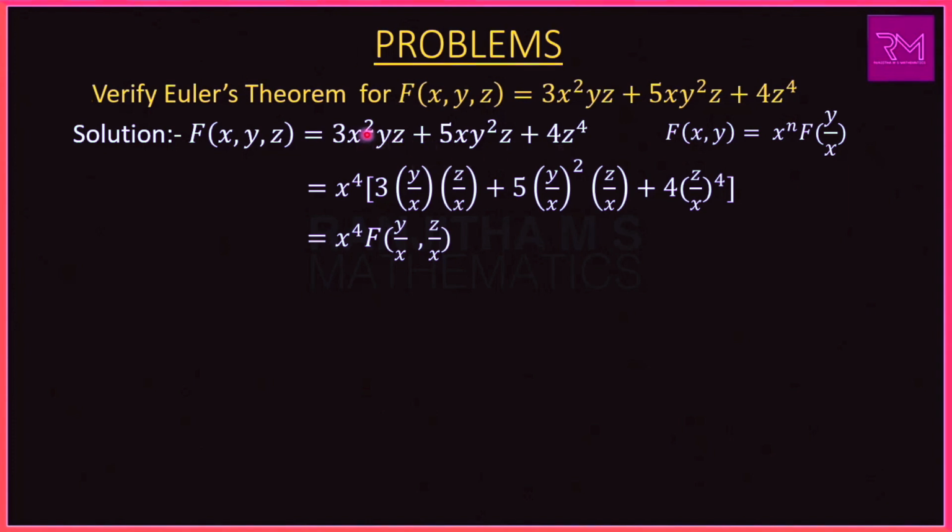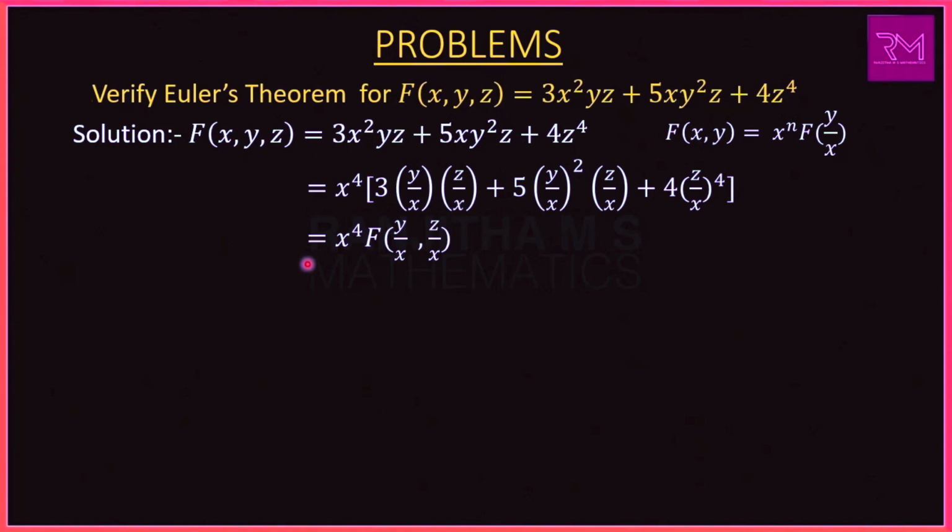Take as the maximum power here x²yz, so we have to take the common value as x⁴. Here, if in place of x²yz we had x³yz, we would have to take the common value as x⁵. We have to note this carefully. So taking x⁴ common means we have to multiply and divide by some values.